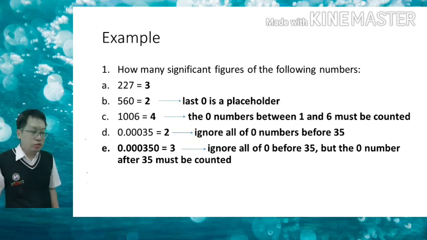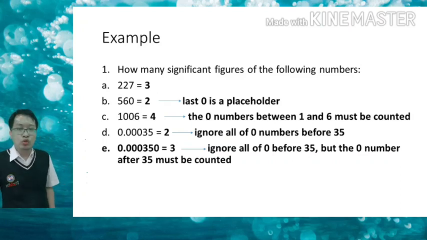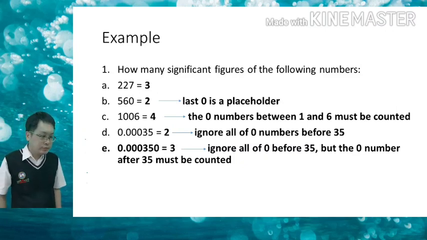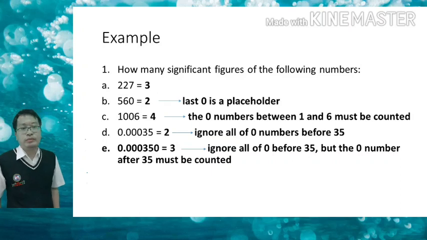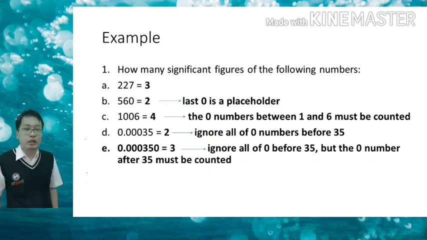So 0.00035, the total significant figures is 2. So we don't count for 0.0000. Next, the last example, 0.000350. One more time, 0.000350. The total significant figures in my slide static become 3.